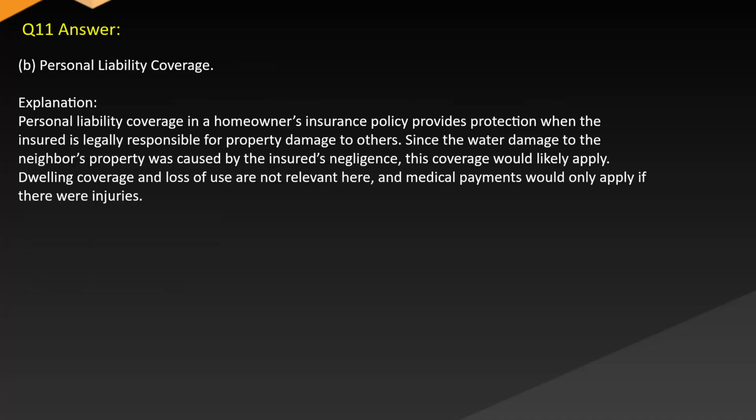Answer B. Personal liability coverage. Explanation. Personal liability coverage in a homeowner's insurance policy provides protection when the insured is legally responsible for property damage to others. Since the water damage to the neighbor's property was caused by the insured's negligence, this coverage would likely apply. Dwelling coverage and loss of use are not relevant here, and medical payments would only apply if there were injuries.